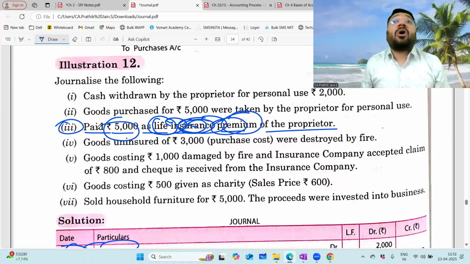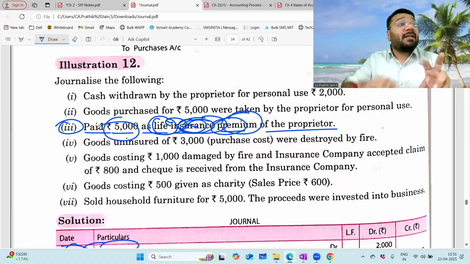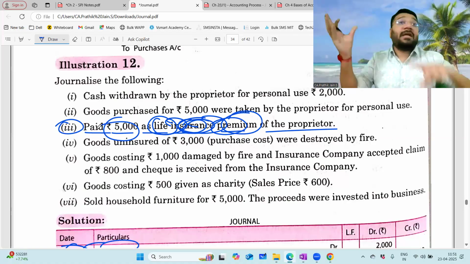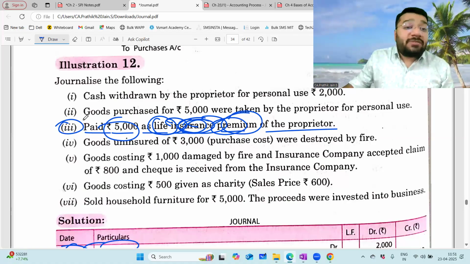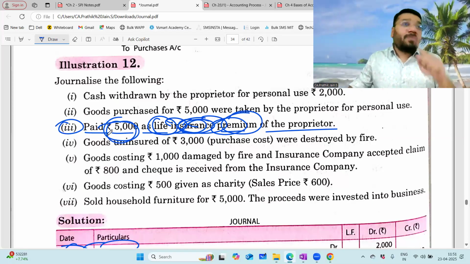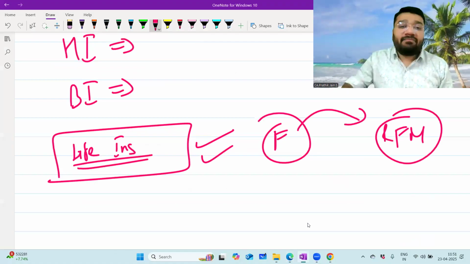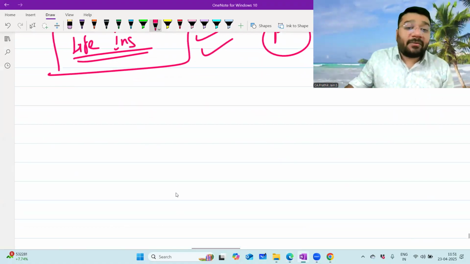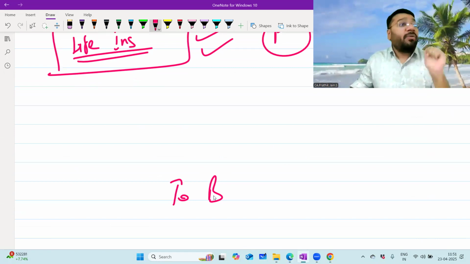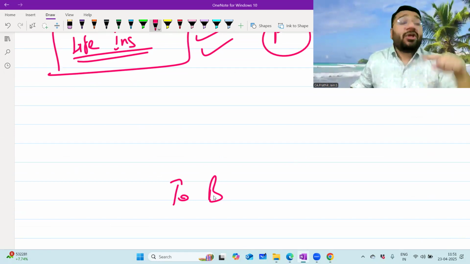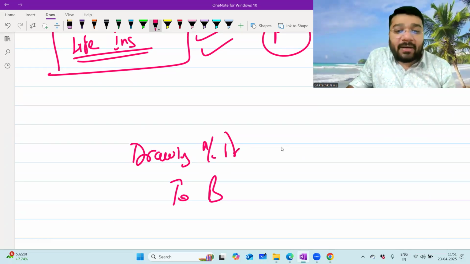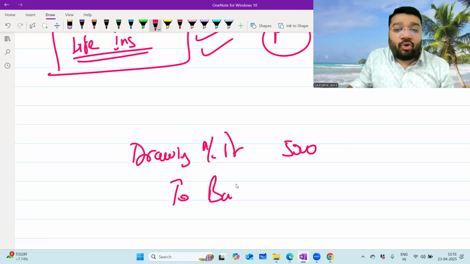But normally when I talk about a life insurance premium, the ultimate money that comes upon the death of the owner or the father, it goes to whom? The family members. So this 5,000 is paid from the business, so money is going out to the bank. But can I record that as an insurance premium expense of the business? No, it is the owner's personal expenditure. So what should I debit here? Drawings. So drawings account debit 5,000 to bank 5,000.